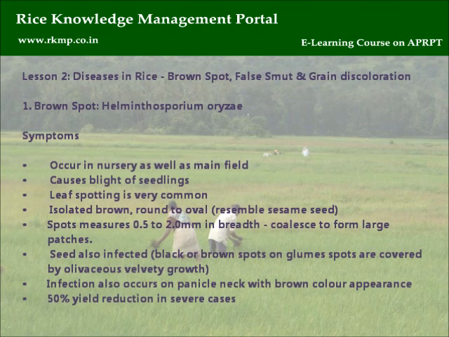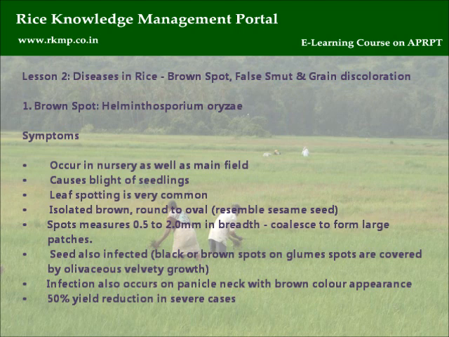Lesson 2. Diseases in rice: brown spot, false smut and grain discoloration. Brown spot, Helminthosporium oryzae. Symptoms: occur in the nursery as well as the main field. Causes blight of seedlings. Leaf spotting is very common. Isolated brown spots, round to oval, resembling sesame seed. Spots measure 0.5 to 2.0 mm in breadth and coalesce to form large patches.